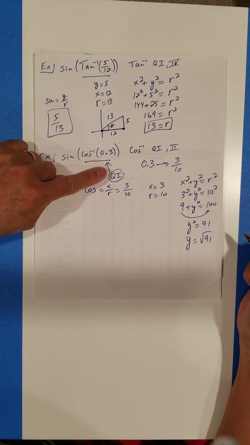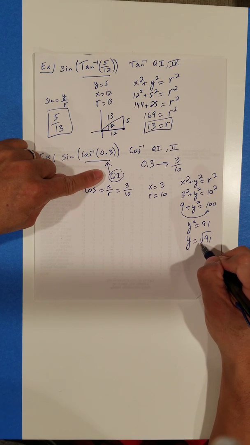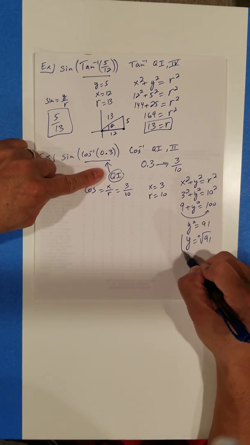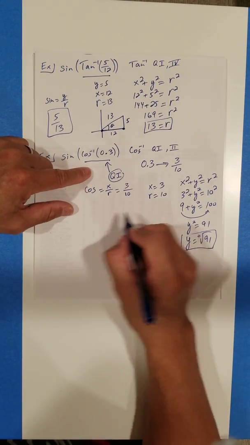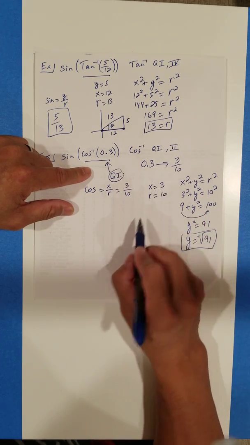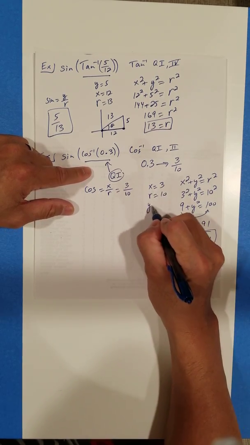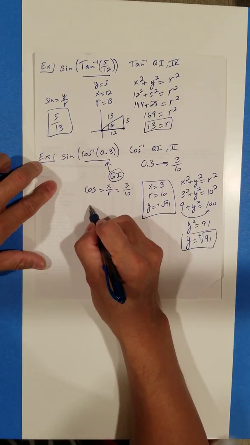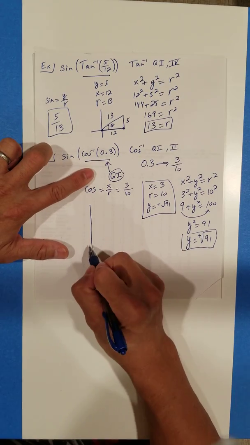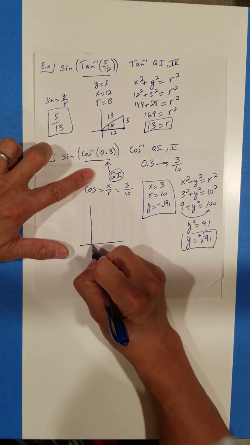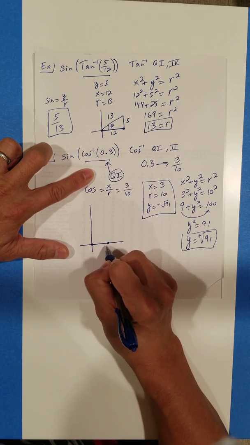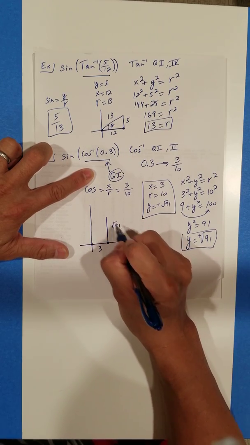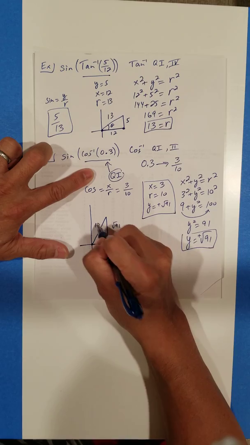Now remember, we're in quadrant 1. So this can be a positive number or negative. In quadrant 1, y has to be positive. So this is my answer. We have x is 3, r is 10. Now we found y is positive radical 91. Okay, let's draw that out real quick. We're in quadrant 1, so I'm going to go to the right 3 units, then up radical 91. Then r is 10.